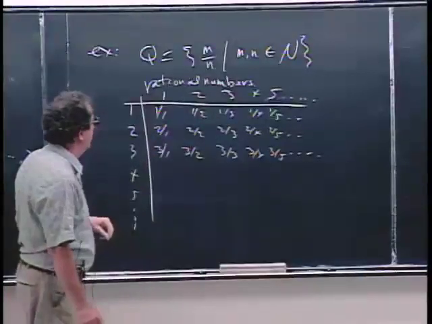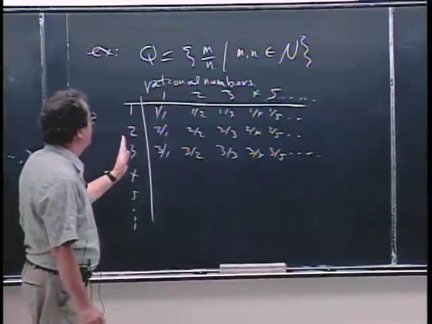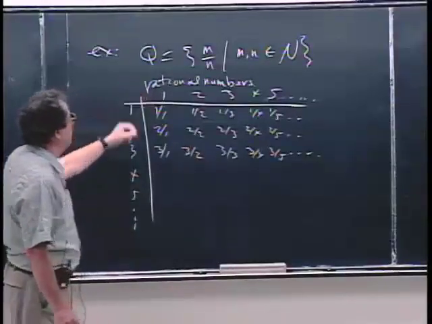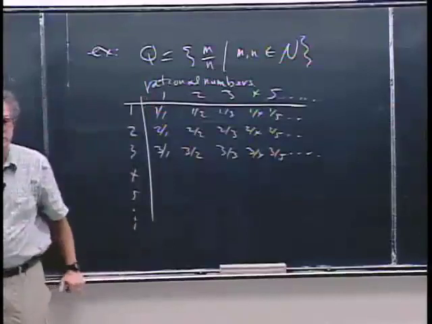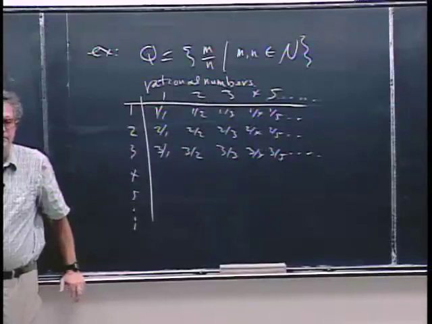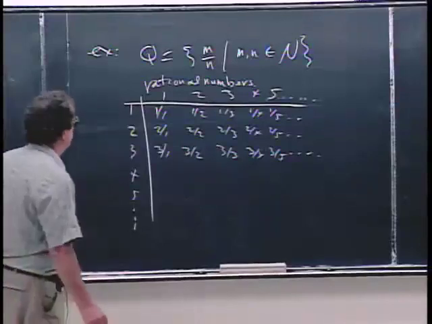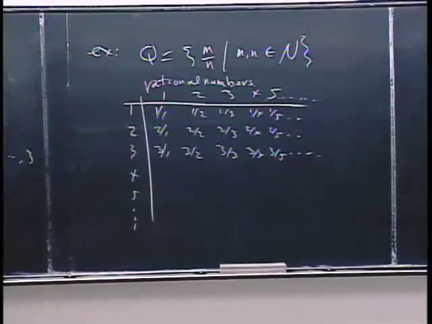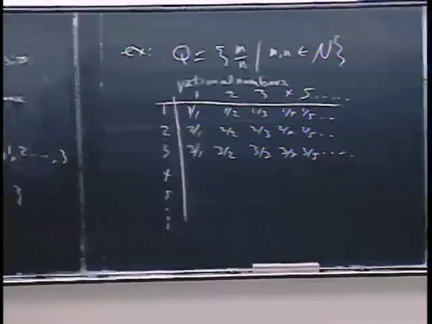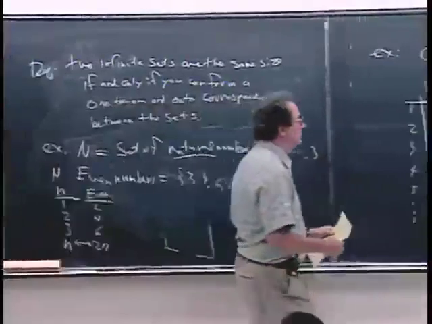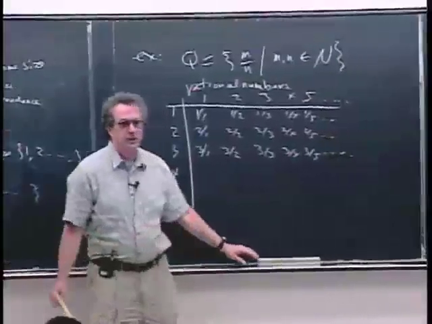Okay, now, if I want to claim that the rationals can be put into one-to-one and onto correspondence with the naturals, I have to exhibit some kind of one-to-one and onto correspondence between them. Okay? So what is sort of the most obvious correspondence to try?